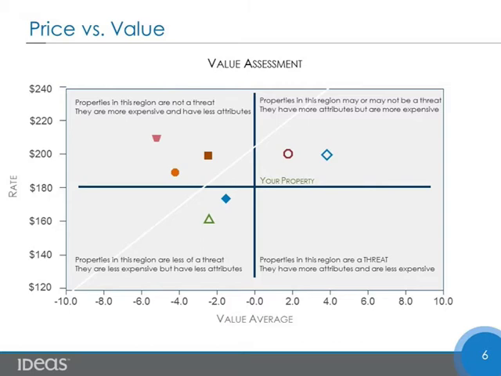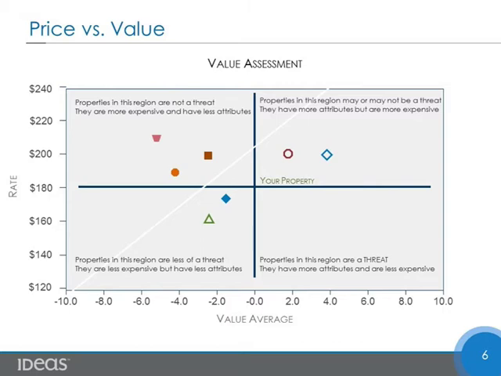Hotels in the top left quadrant are more expensive and offer less value. Those hotels will probably not attract you at all. The two hotels in the bottom right quadrant may or may not be a threat to you, as they offer greater value but also charge a higher price. They are the market leaders, and you try to catch up with them.